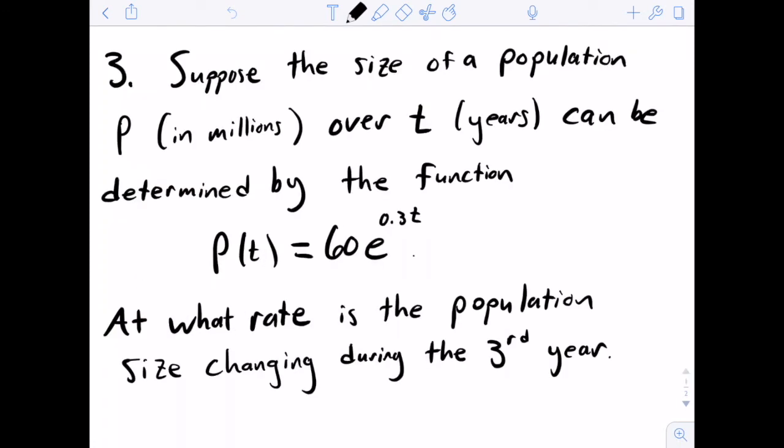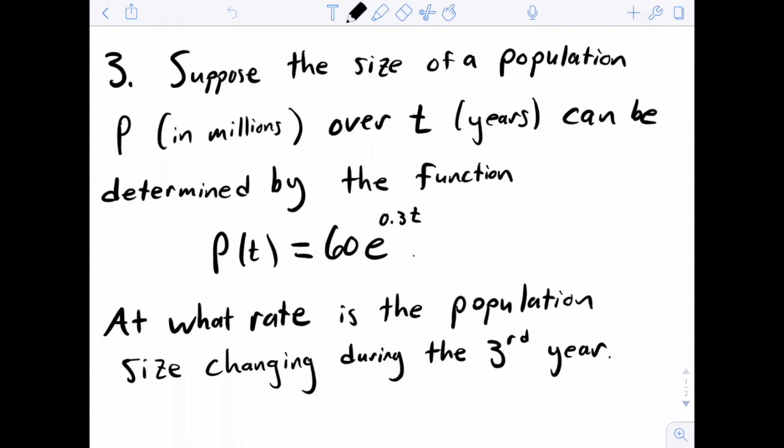Okay, so the last problem here is also something that we haven't really done, but we're definitely capable of doing it. So what we're asked here is, suppose the size of a population P, given in millions, over t years can be determined by the function P of t is equal to 60 times e to the 0.3 t. At what rate is the population size changing during the third year?